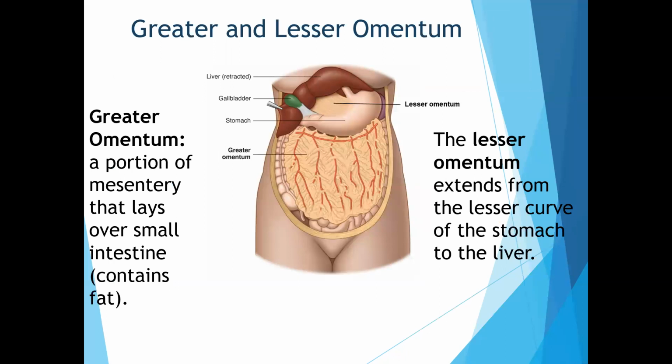Okay, so let's talk a little bit more. So I said the greater omentum is a large portion of that mesentery. It lays over top of the small intestine. Like I said, it's considered more like an apron because it lays all the way across that small intestine area. And you see the large intestine is kind of the borders of that as well. The lesser omentum is going to be from that greater curve of the stomach, this upper curve of the stomach, and that's going to extend between the stomach and the liver, more or less.